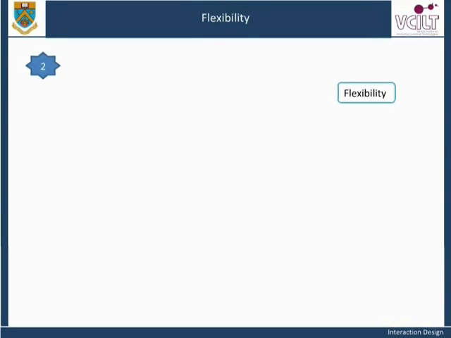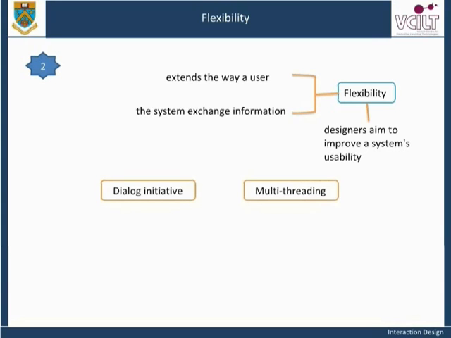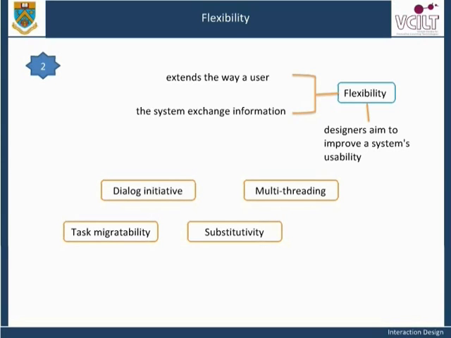Flexibility in interactive design extends the way a user and the system exchange information. By applying flexibility principles to an interactive system design, designers aim to improve a system's usability. Flexibility is divided into 5 parts: dialogue initiative, multi-threading, task migratability, substitutivity, customizability.